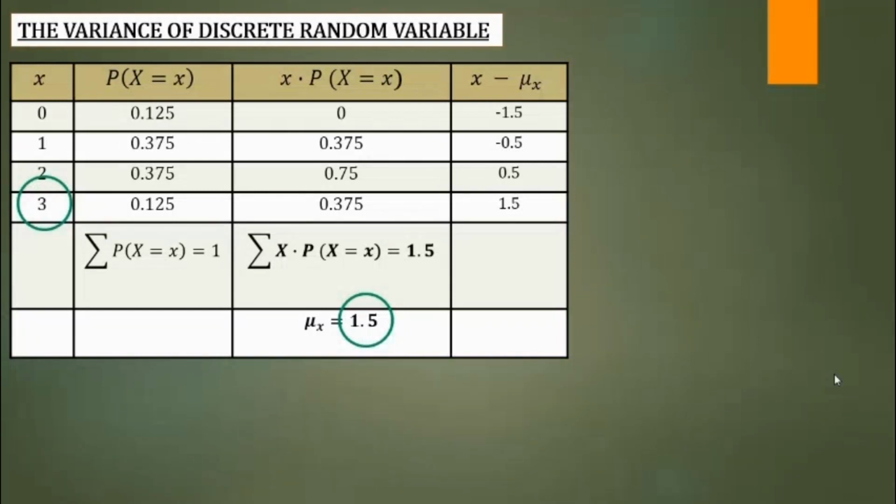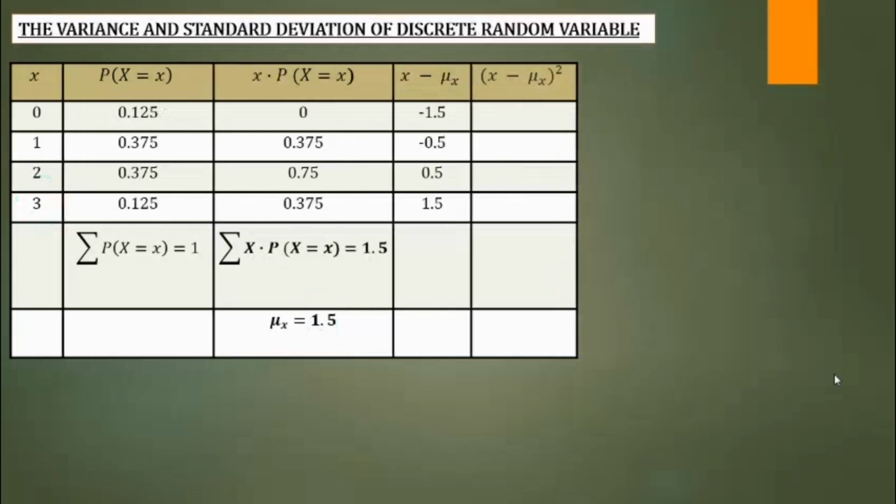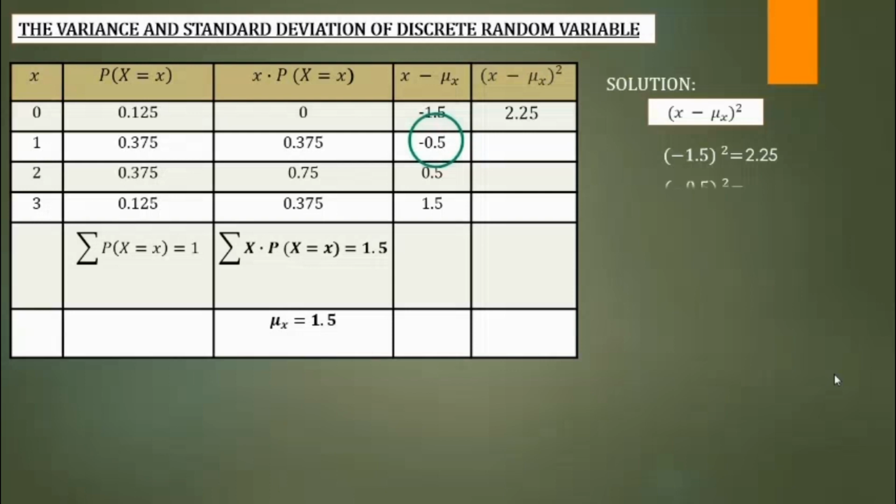So we are not yet done. We just finished completing the values for the fourth column. We now have the fifth column, which is intended for the squared difference between the random variable x and the computed mean. Since we are looking for the squared, that means we need to multiply by itself twice. So negative 1.5 times negative 1.5, or negative 1.5 quantity squared, is equal to 2.25. Next, negative 0.5 quantity squared is equal to 0.25. Next, 0.5 quantity squared is equal to 0.25. For the last, 1.5 quantity squared is equal to 2.25.